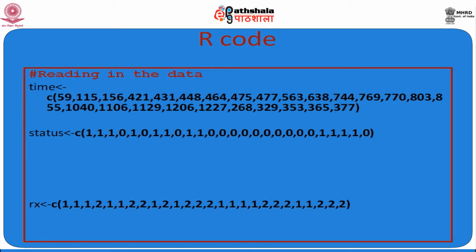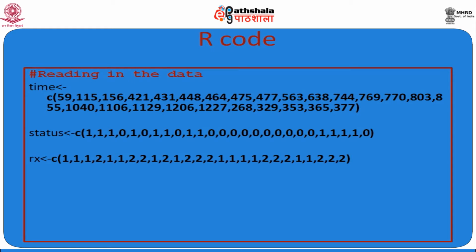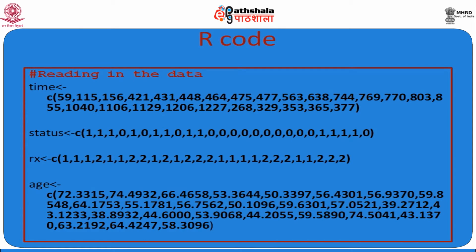The third factor is Rx, which is also given as 1 and 2. If 1 is given, then it can be considered that the patient was given the placebo treatment, otherwise the experimental group. The fourth factor is age, here considered in years. So the first patient's age is 72.33 years, 74.49 years for the second patient, like that. So this is the basic data used in this data illustration procedure.